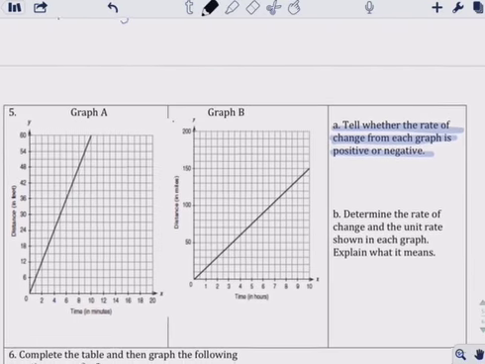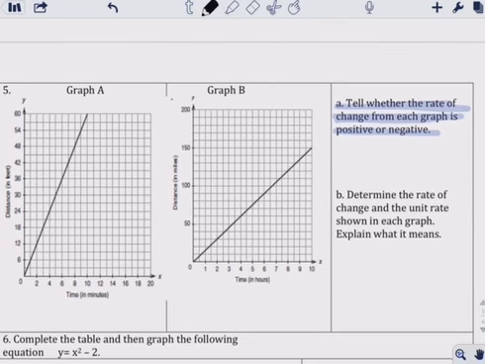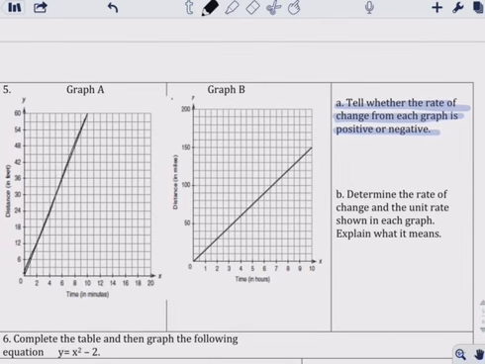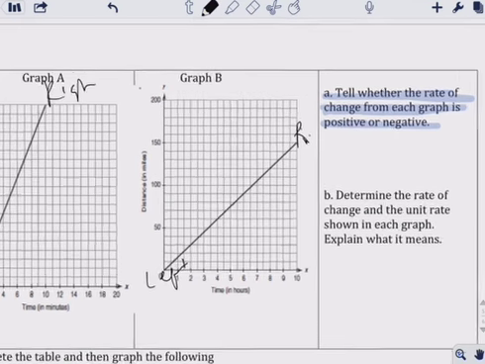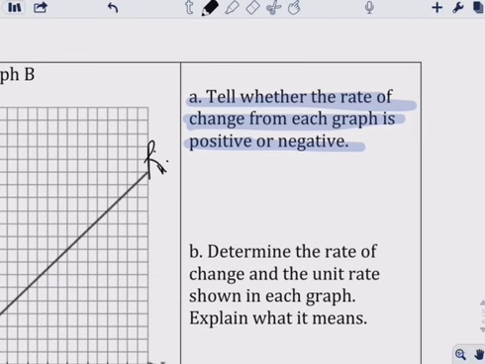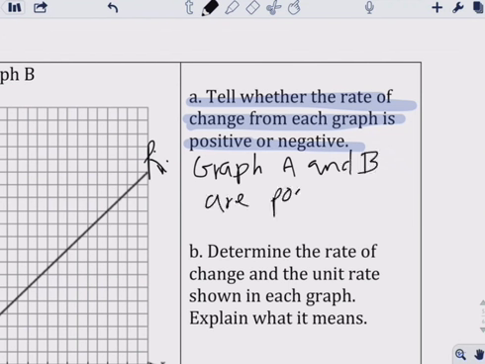Okay, tell whether the rate of change for each graph is positive or negative. They're both going up from left to right. Your left is here. To right, it's going up. So same here, left to right, it's going up. So both are positive. So graph A and B are both positive.